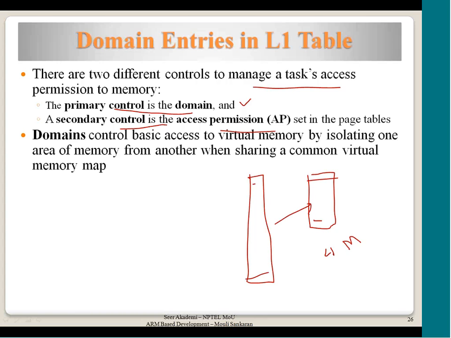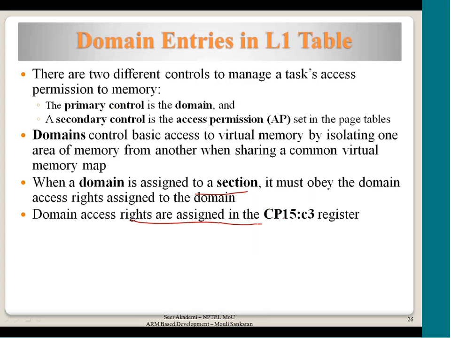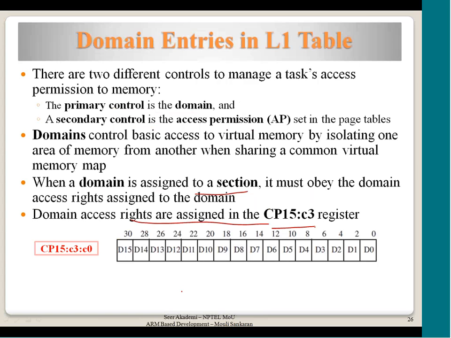Each area of 1 MB is mapped, and you can give it a different domain and then control it differently. When a domain is assigned to a section, it must obey the domain access rights. Domain access rights are assigned in another register. This register has 16 domains, 0 to 15. In the page table entry, you only say which domain a 1 MB section belongs to. It may belong to domain D4, or it may belong to D11. But what the access rights for that particular section are is given in these bits.